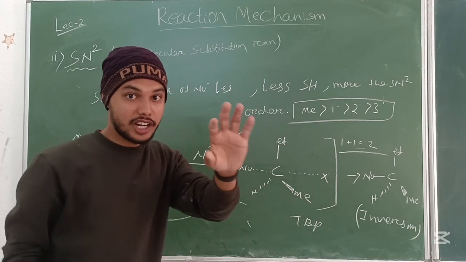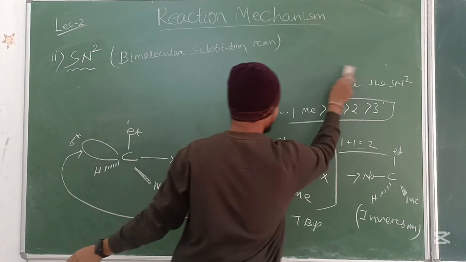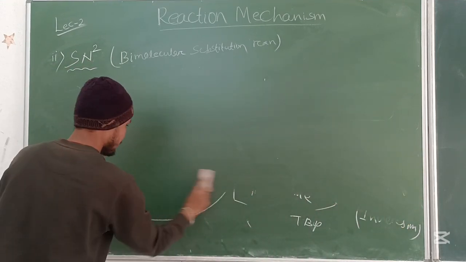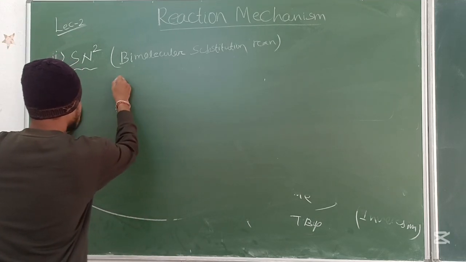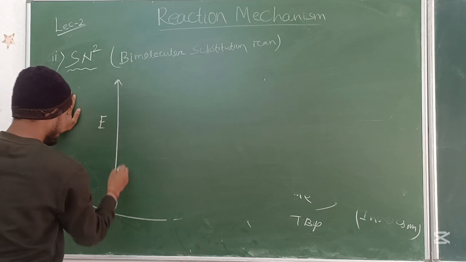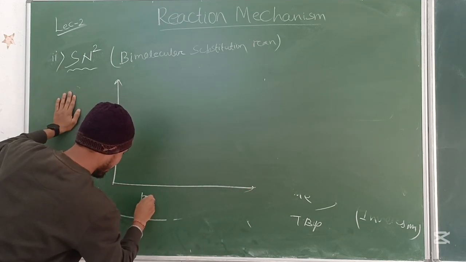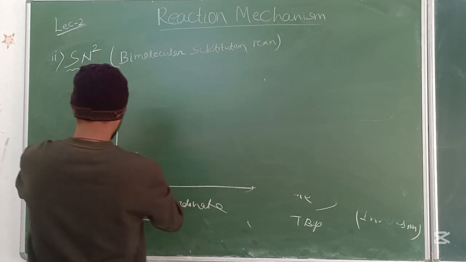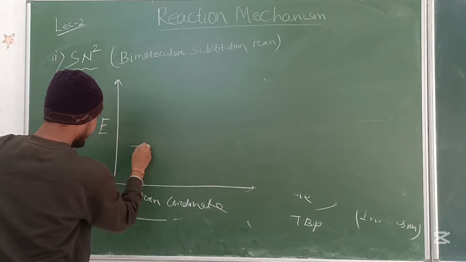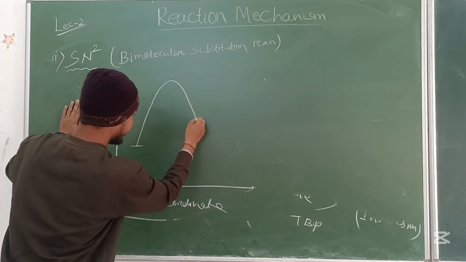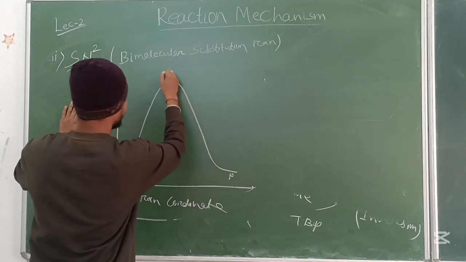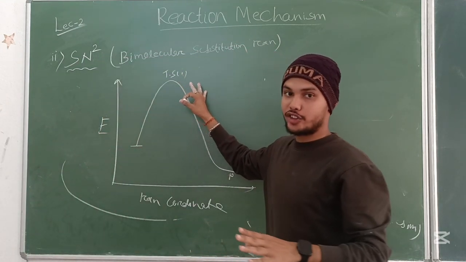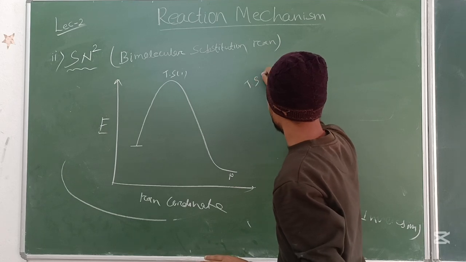So if you draw the transition state diagram, let's see. The transition state diagram will be, this is the energy coordinate, and this is the reaction coordinate. Here is the reactant, here is the product, and this is the transition state. Here there is no intermediate formation, so there is only one transition state. Okay.